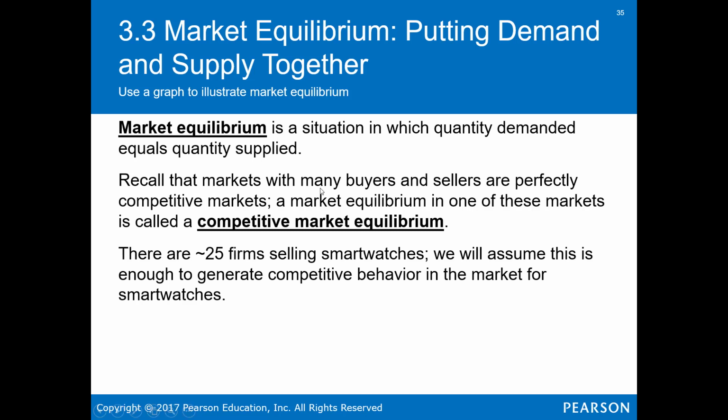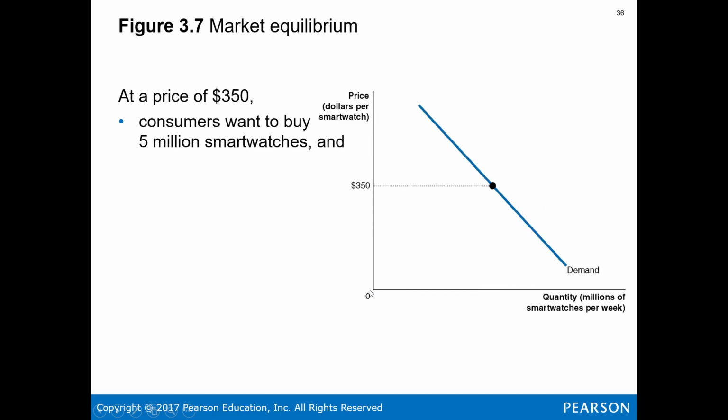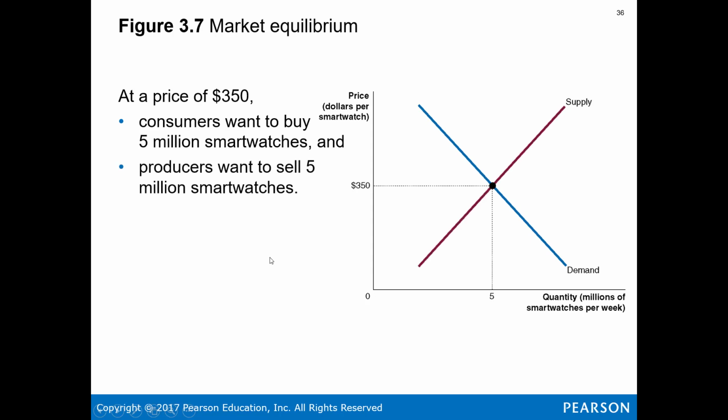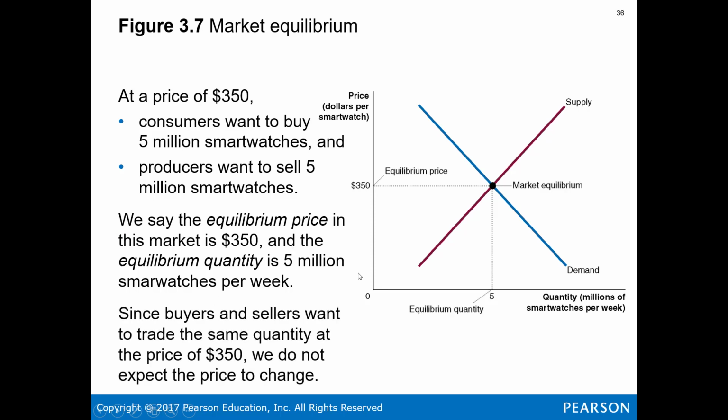Recall that the markets with many buyers and sellers are perfectly competitive. A market equilibrium in one of these markets is called competitive market equilibrium. There are 25 firms selling smartwatches. We will assume this is enough to generate competitive behavior in the market for smartwatches. At a price of $350, consumers want to buy 5 million and producers want to sell 5 million. So that is market equilibrium. We say market equilibrium is $350 and 5 million per week.